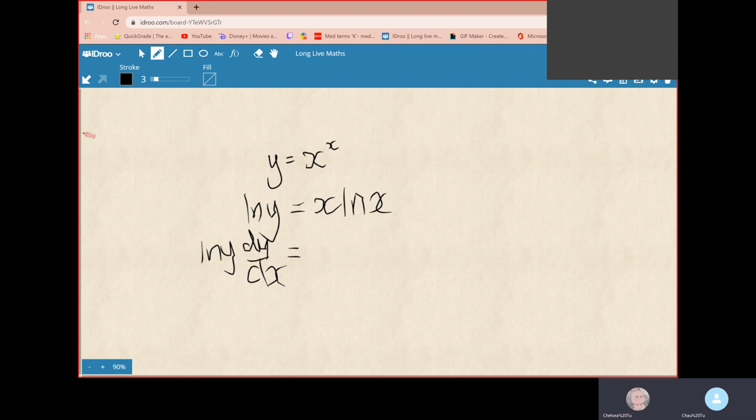Oh, well, wait there. How do you differentiate this? I actually don't know. Natural log, ln y, how do you differentiate? dy by dx, wouldn't it be... No. How do you differentiate natural log of x?